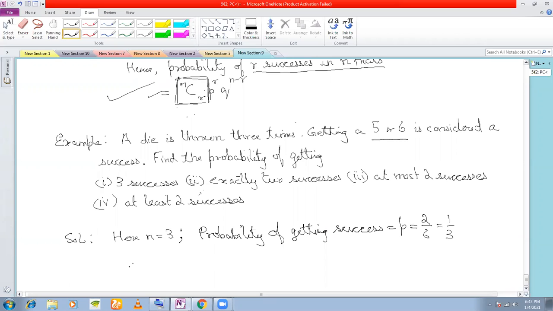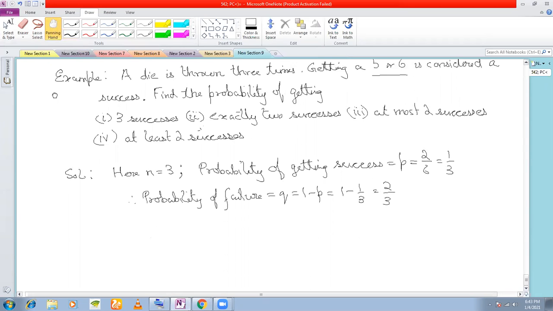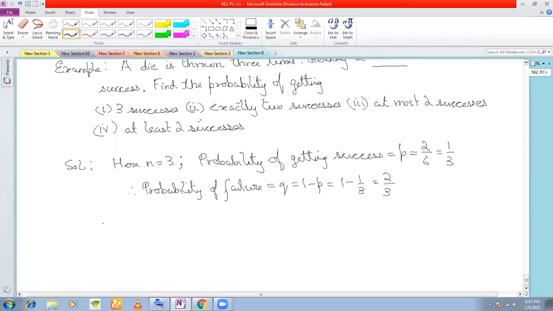So what is the probability of failure? Failure is 4 by 6. q equals 1 minus p, which is equal to 1 minus 1/3, which is equal to 2/3. This is the probability of failure. Okay. Now we come to the question. Find the probability of 3 successes.